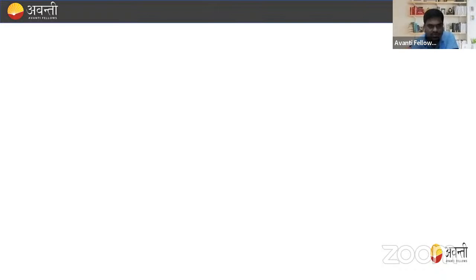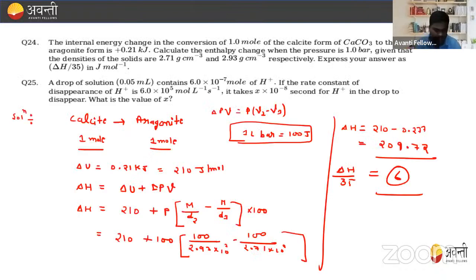Move to question number 35. What does question number 35 ask? According to this question, a drop of solution, 0.05 ml, containing 6 into 10 to the power minus 7 mole of H plus. If the rate constant of the disappearance of H plus is 6 into 10 to the power minus 5 mole per liter second, it takes X into 10 to the power minus 10 second for H plus in the drop to disappear. What is the value of X?